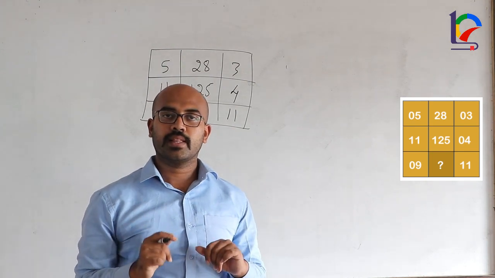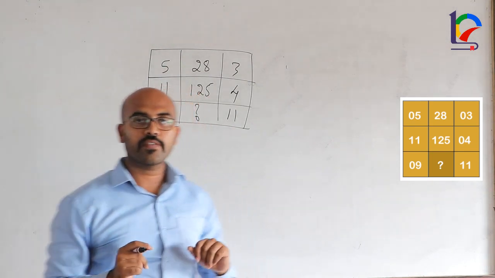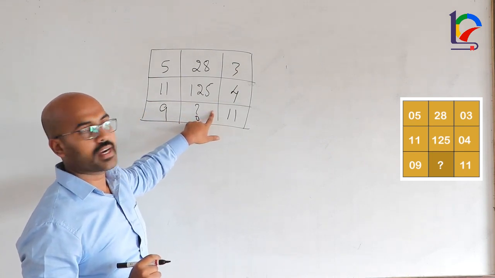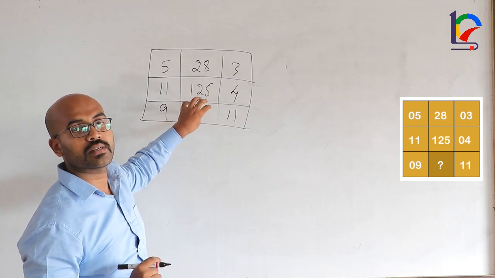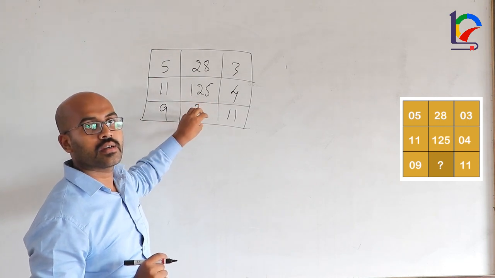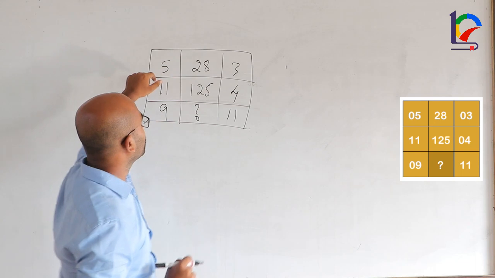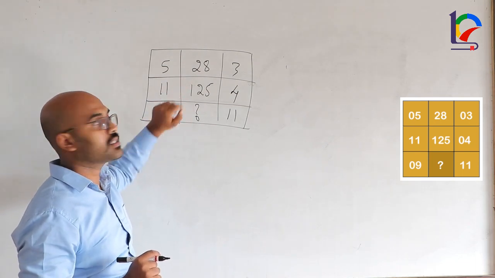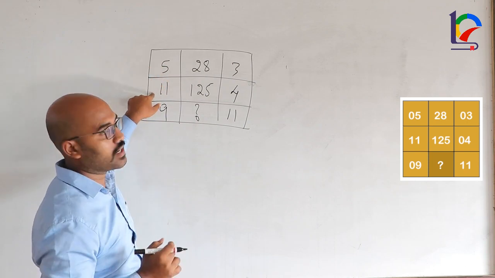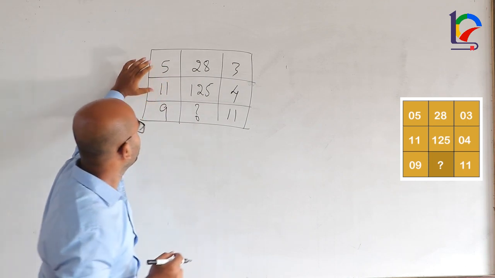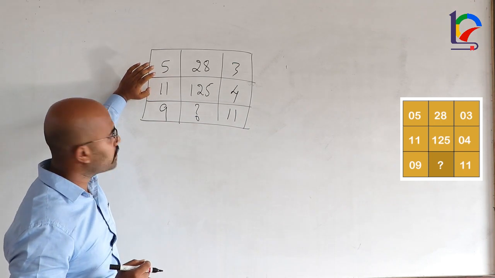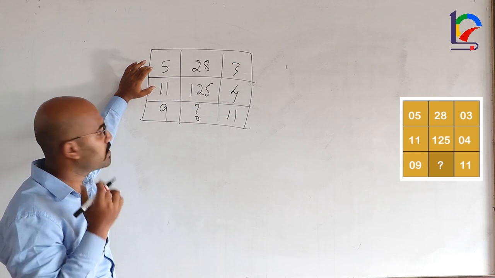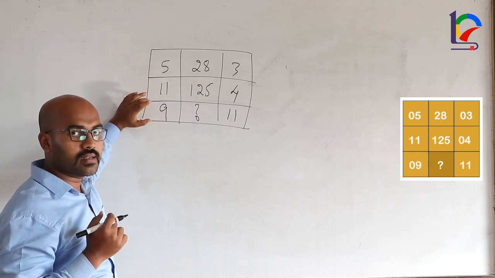Here, same, there are 9 cells. So out of these 9 cells, the missing one is here. So we need to find which number will fit here, or which is the missing number. So as we did in the earlier problems, we took the difference of the first and the second, or the second and the first. So let us do the same thing here. So 11 and 5. So 11 minus 5 is 6. Is 9 and 6 related?